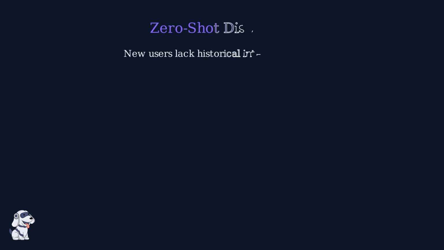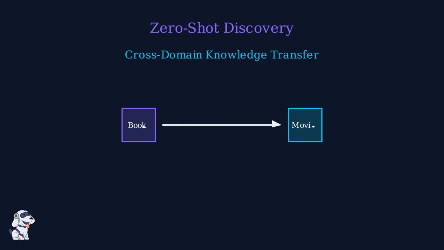One of the biggest challenges in recommendation systems is the cold start problem, where new users arrive without any historical interaction data for the system to analyze. Zero-shot discovery solves this by using cross-domain knowledge. The system identifies semantic patterns in a category where the user has shown interest, such as books, and maps them to preferences in a new category like movies.